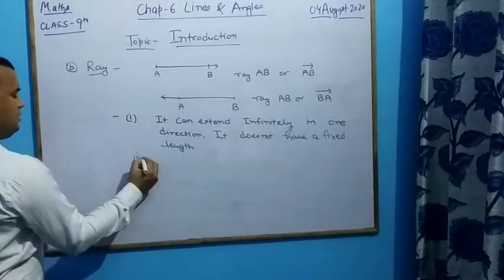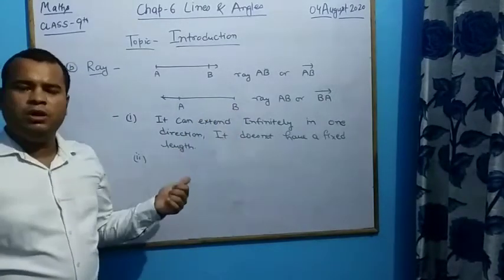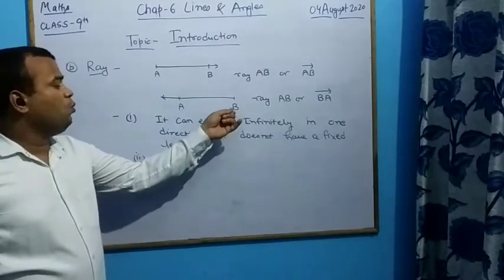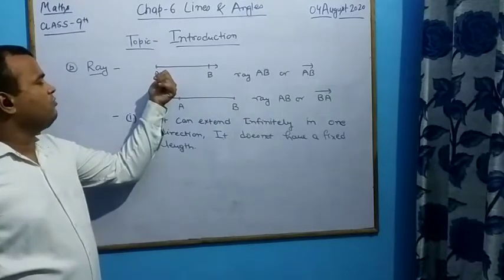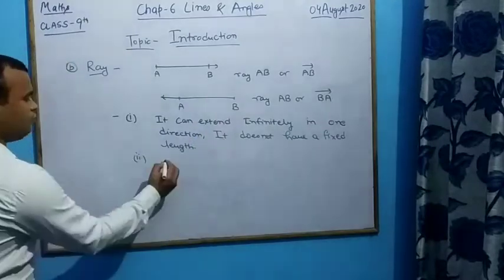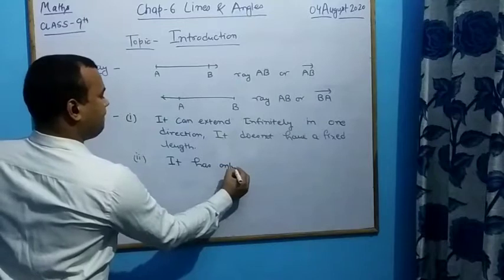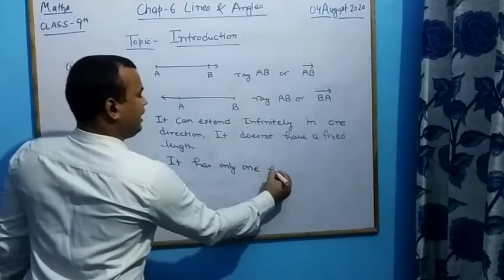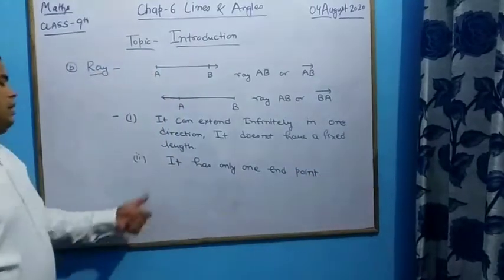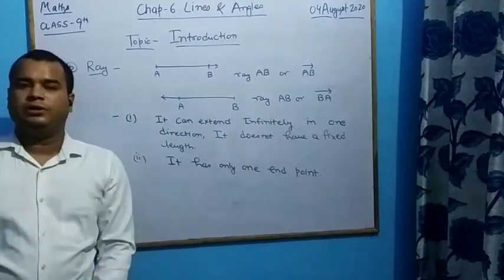Let us see the second point. Does it have an end point? How many end points does it have? It has only one end point. Here it has an end point A. In this one it has an end point B. So we can write it has only one end point. So a ray has only one end point.